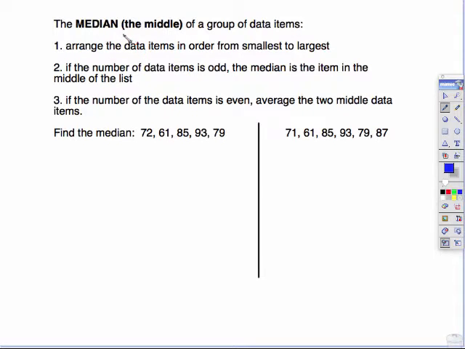The median is the middle of a group of data items, and that's easy to remember if you think about the median in a road, which is what runs down the middle of the road. So a couple steps here.